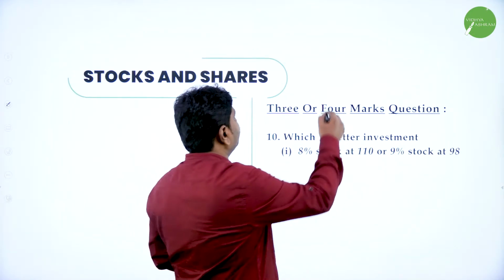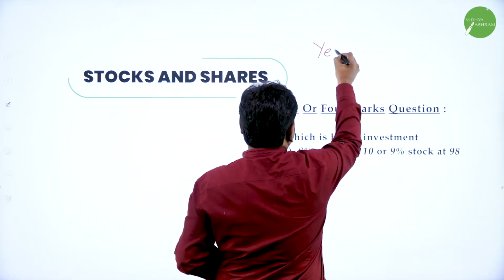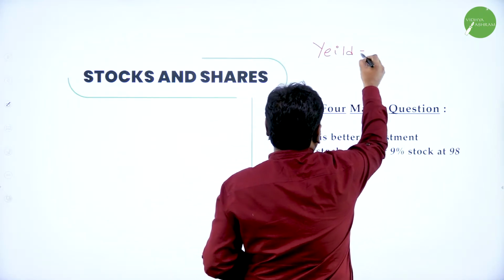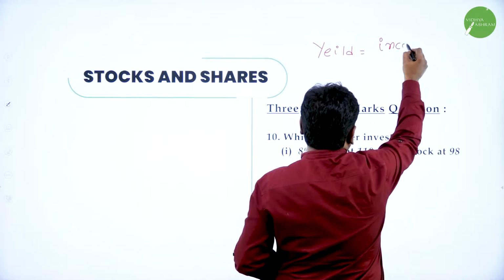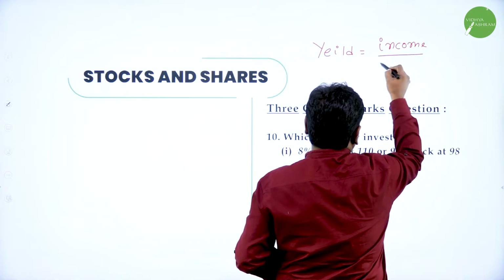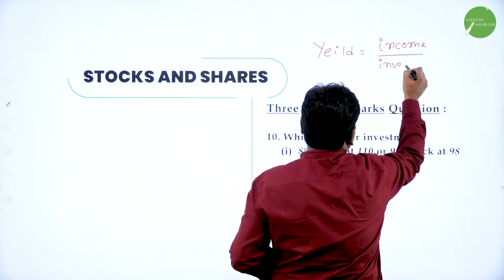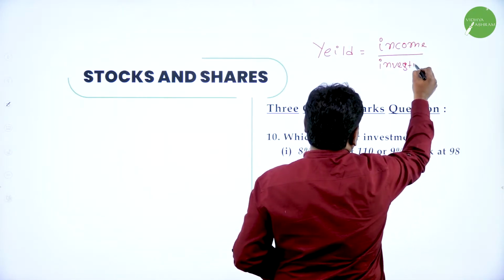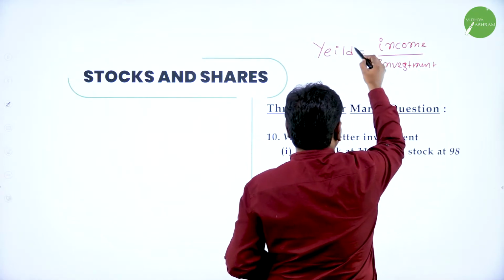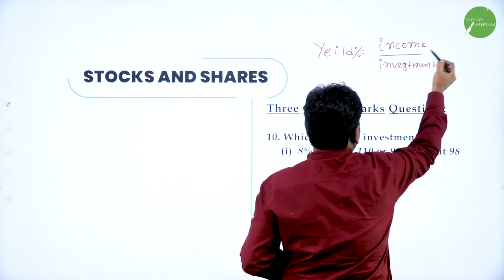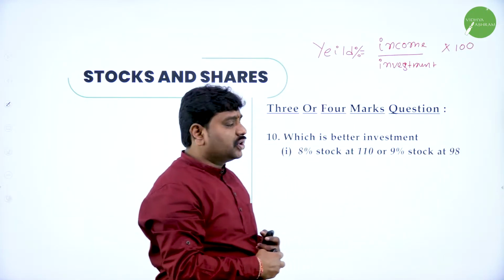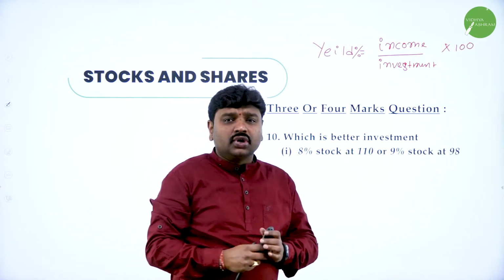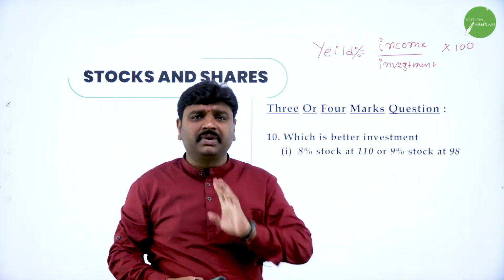So all of you know formula for yield. What is yield, dear students? Yield is what? Income divided by investment, the amount invested. And if you want yield percentage, so income by investment into 100, if you do, you will get yield in percentage. So now for these two, which will give you more yield will be the better investment.